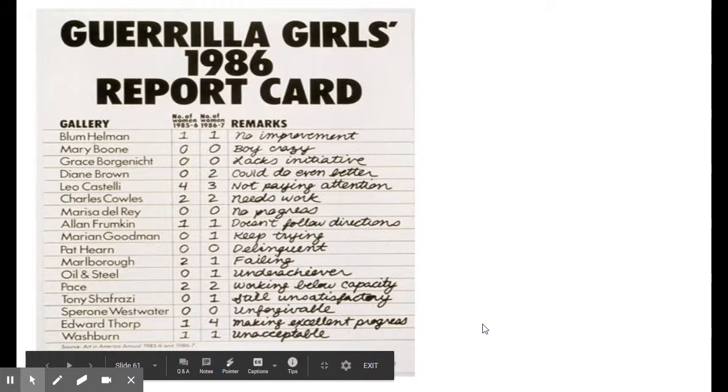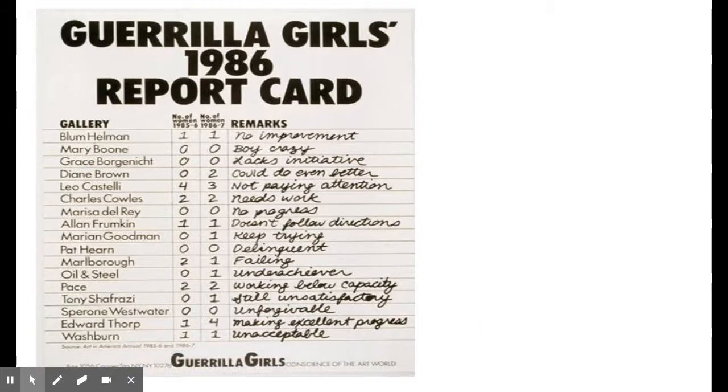But if we go forward into the 1980s, some artists were trying to persuade in different ways. The Guerrilla Girls, spelled like the form of warfare, would take out ads in major magazines and newspapers and give reports on the state of the art industry. So here they're giving report card-like grades to galleries on their history of showing female artists.